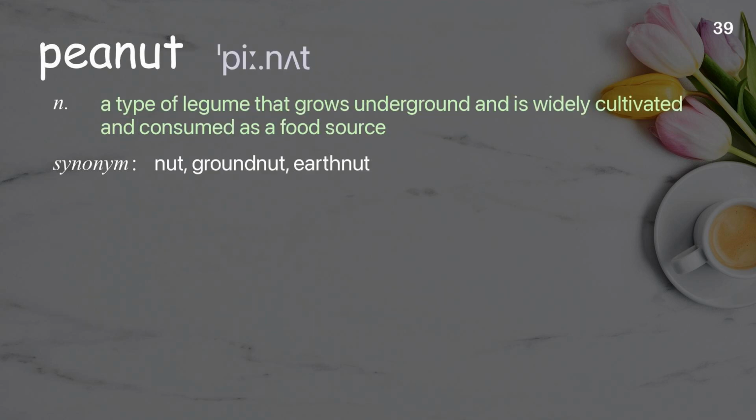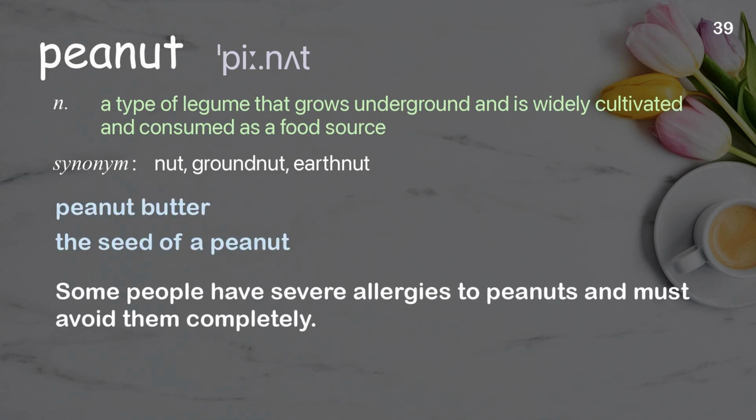Peanut: a type of legume that grows underground and is widely cultivated and consumed as a food source. Examples: peanut butter. The seed of a peanut. Some people have severe allergies to peanuts and must avoid them completely.